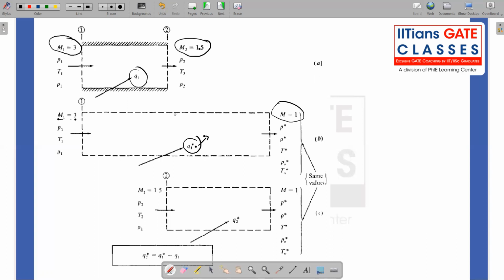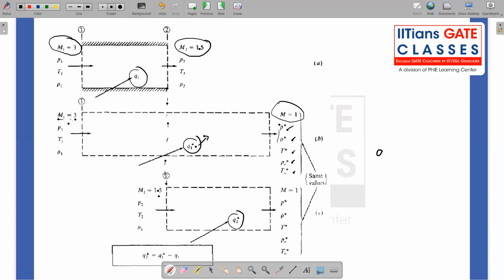So now let us take a station 2 where the Mach number is 1.5. Again I am adding some amount of heat, say Q2 star, to reach unity. So now you see the beauty of this. The values attained at M equal to 1, the P star, rho star, T star, or P0 star, T0 star, are the same whether I am approaching from M1 equal to 3 or from M2 equal to 1.5. It doesn't matter from which Mach number I approach, these values are going to be the same.